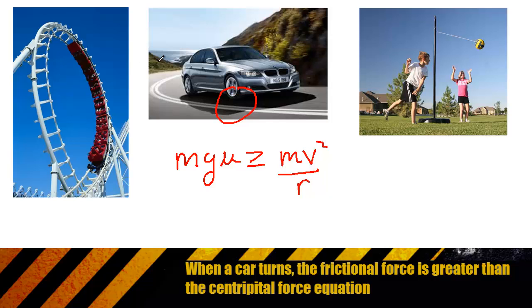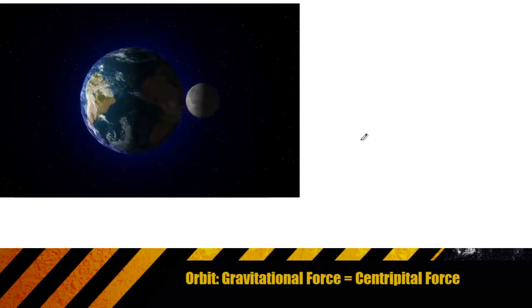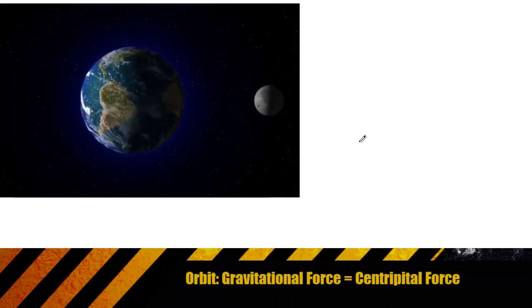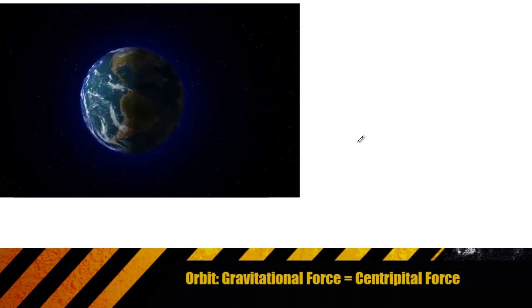In the case of tetherball, the centripetal force is provided by the tension in the rope. In the case of a roller coaster, the centripetal force is provided by the normal force of the steel beams. In the case of an orbit, the gravitational force is perfectly equal to the centripetal force.